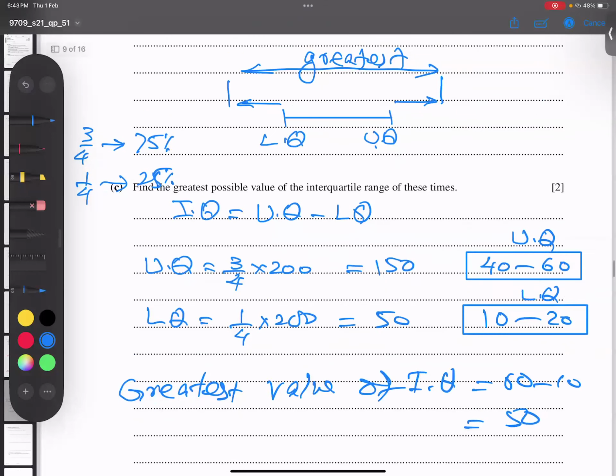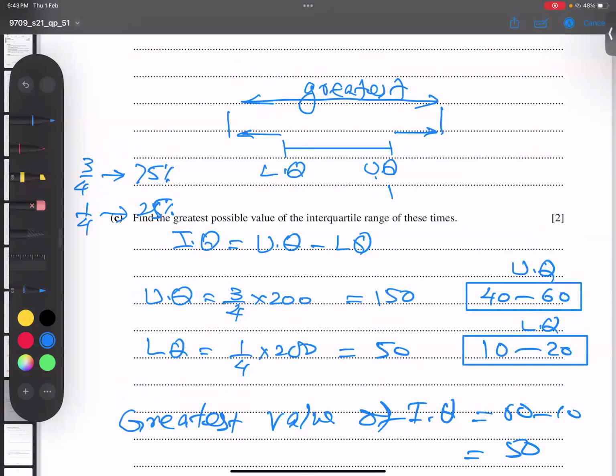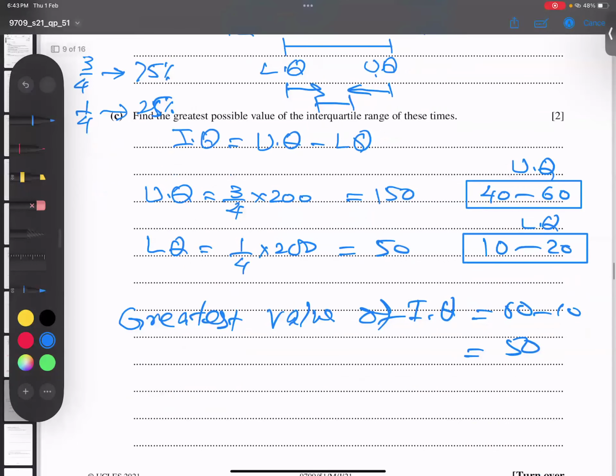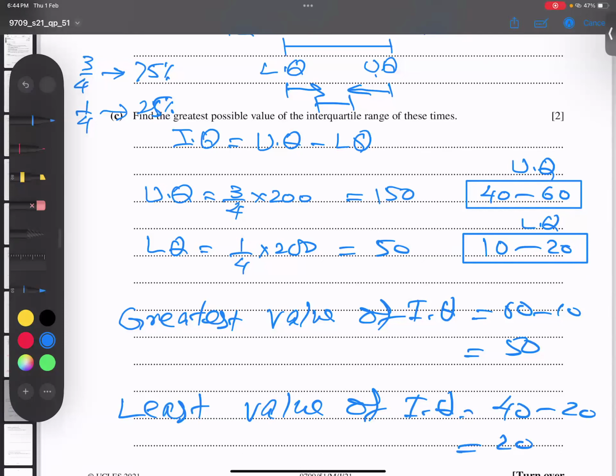But if the examiner asks you for the least, then what to do? Then I will take the smallest number from one and the largest from the other, so the gap is less. I will take 40 from here and 20 from here. He's not asking us, but I'm writing it for you. So the least value of the interquartile range uses 40 and 20. Alhamdulillah rabbil alameen. I believe you got the point clear, and the question is totally clear.